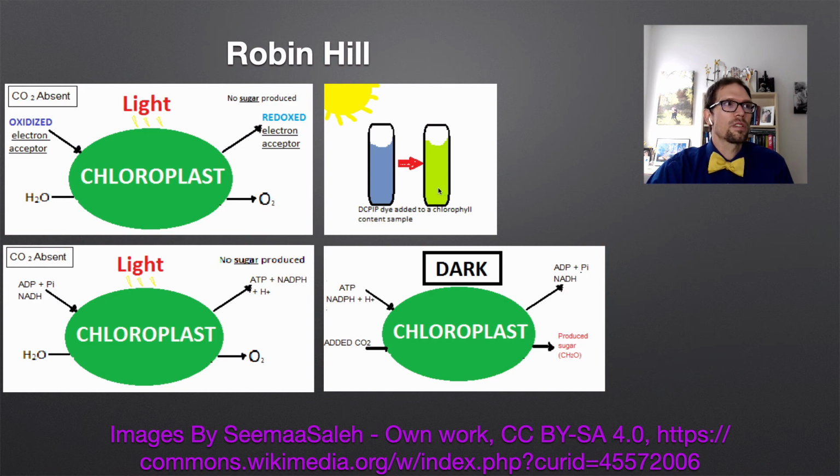If he exposed the chloroplasts to this dye, instead of reducing what they normally do, they end up reducing this DCPIP, and you see the color change indicating that something was definitely being reduced. So if we look at what this actually is, and there's a little typo on this image I must apologize for, this is still carbon dioxide being absent.